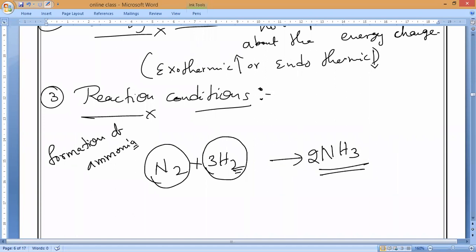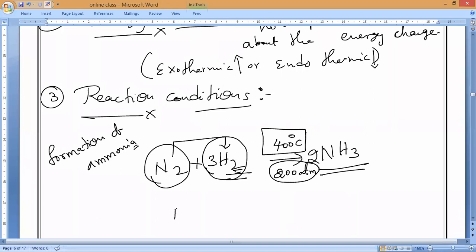So if you want to form ammonia with the help of nitrogen and hydrogen, we need a temperature of about 400 degrees Celsius. How much is needed? 400 degrees Celsius, and the pressure is 200 atm. What is the pressure required? 200 atmospheric pressure, 200 atm.